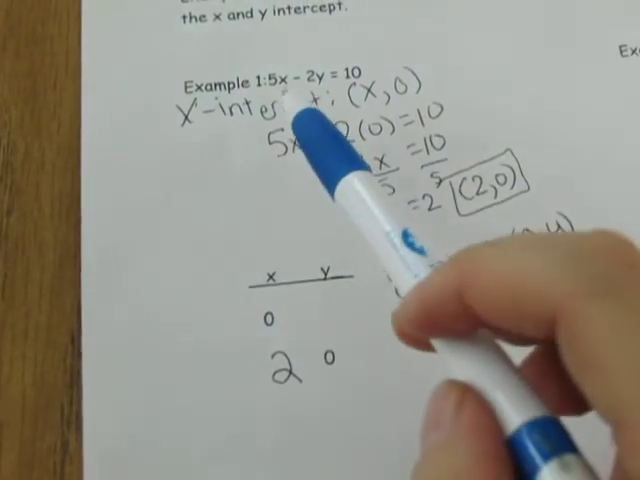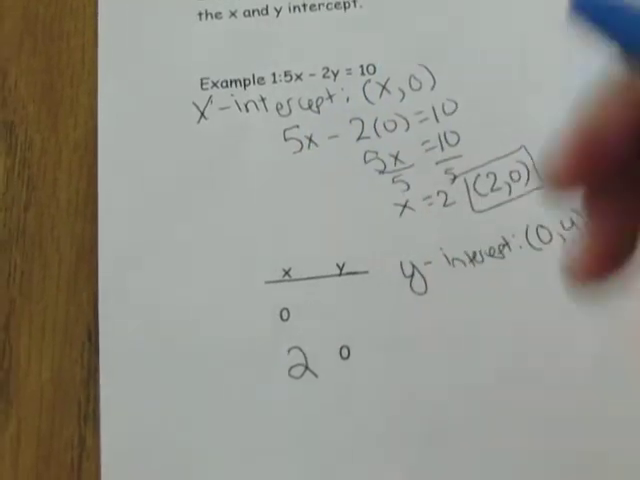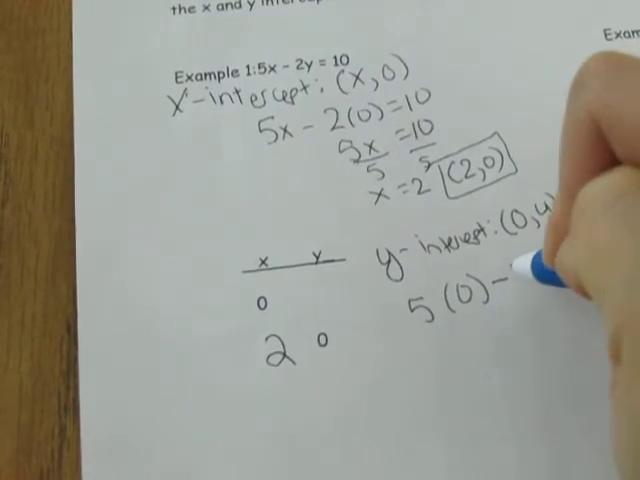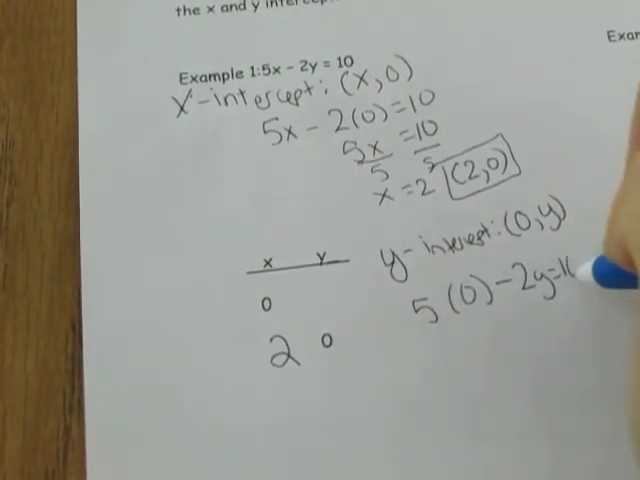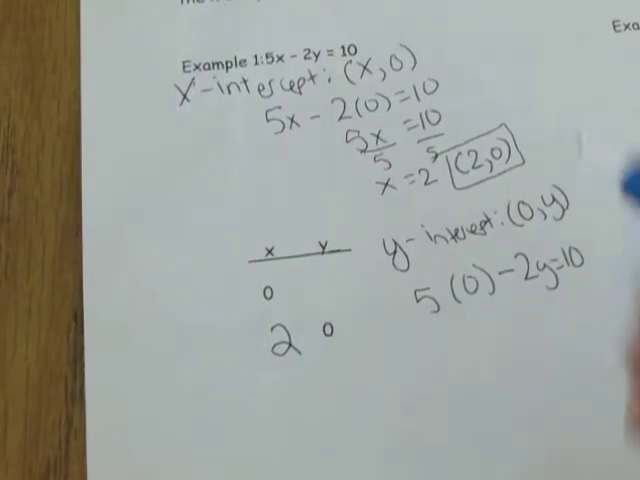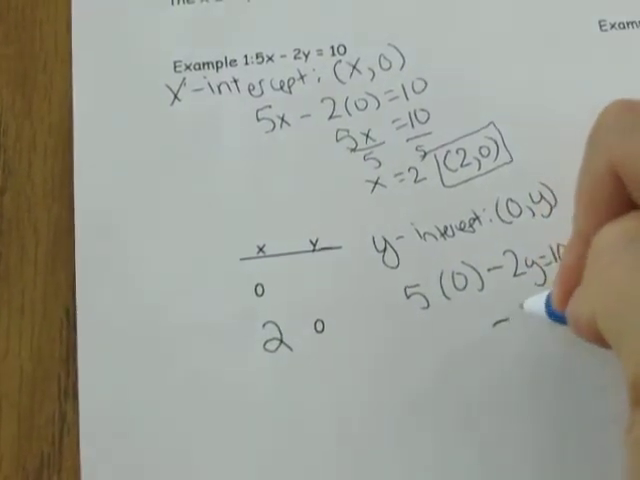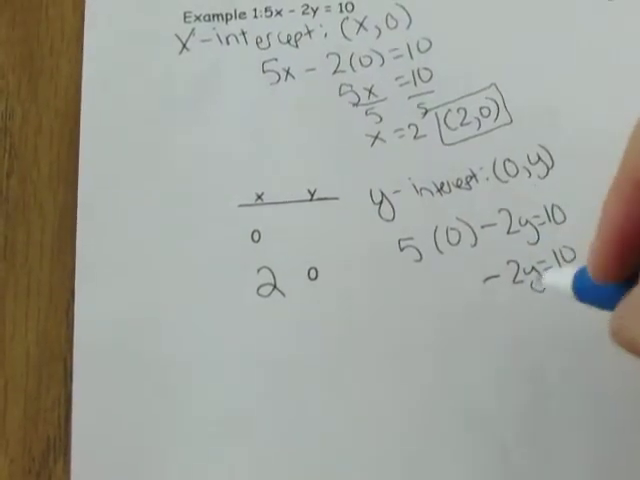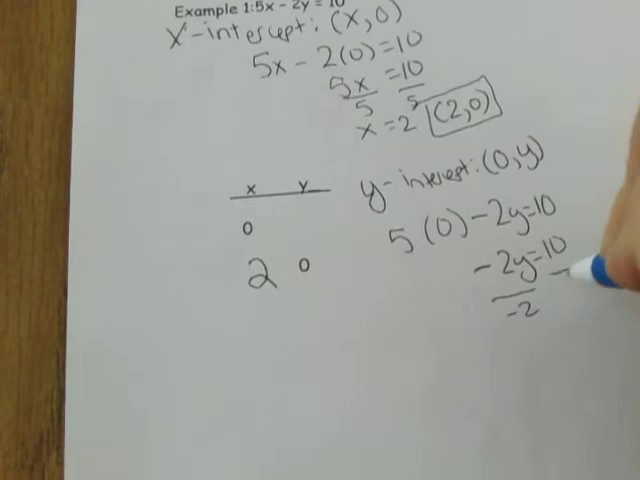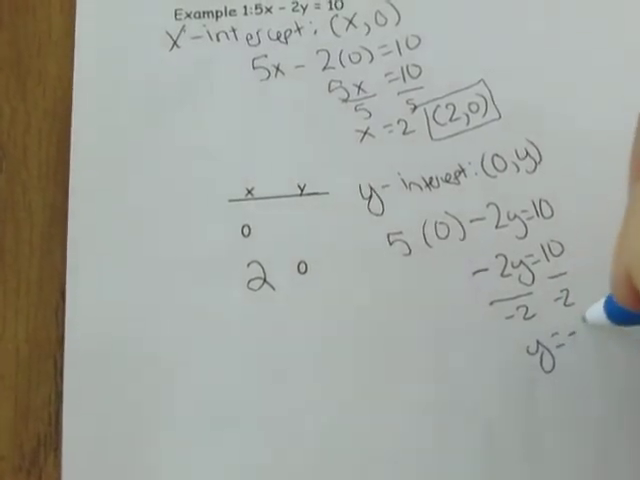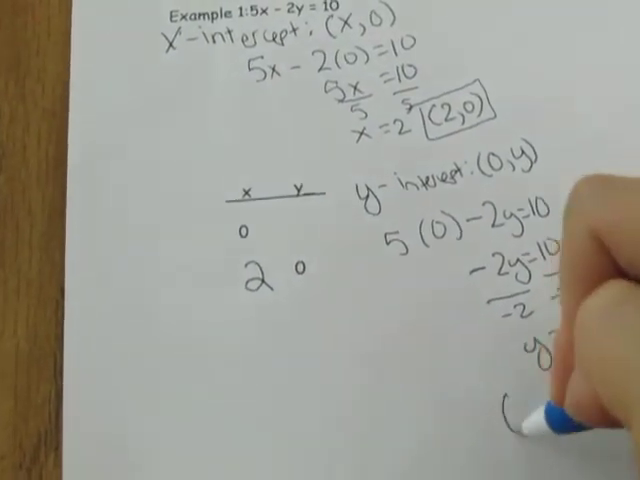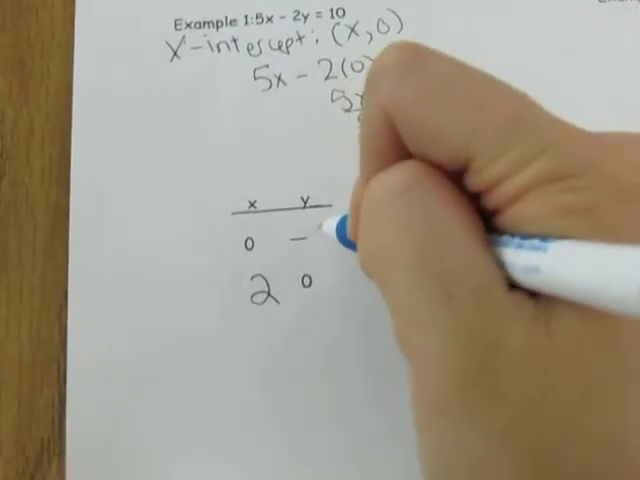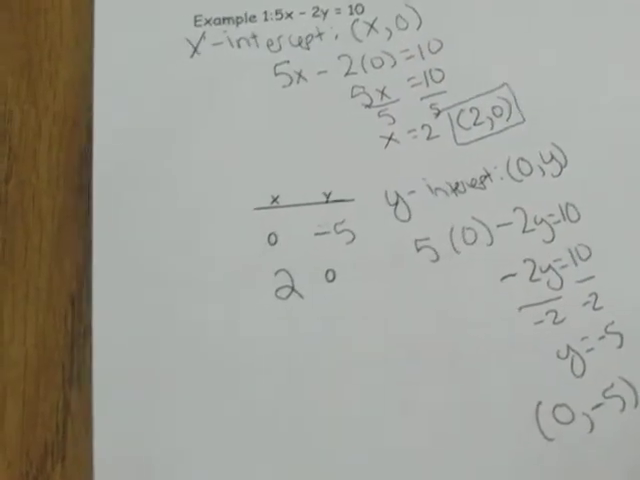So I go back to this equation. I'm going to plug in 0 for x. So it's going to be 5 times 0 minus 2y is equal to 10. 5 times 0 is 0, so I'm going to have negative 2y is equal to 10. Solve for y by dividing by negative 2. When I do that, I get y is equal to negative 5. So my y-intercept is going to be (0, negative 5). So 0, and my negative 5 is going to go right here.